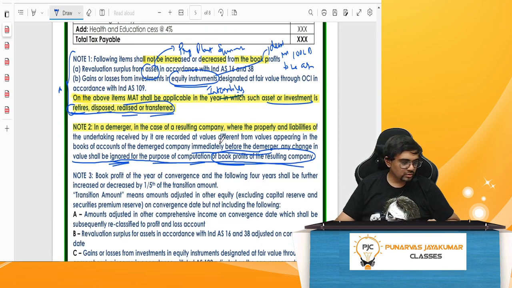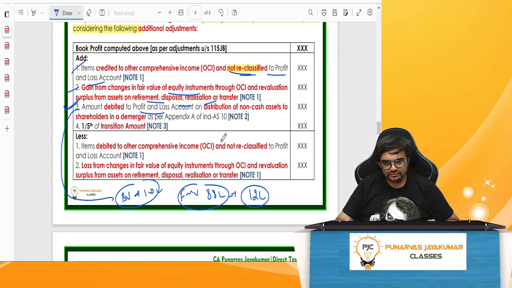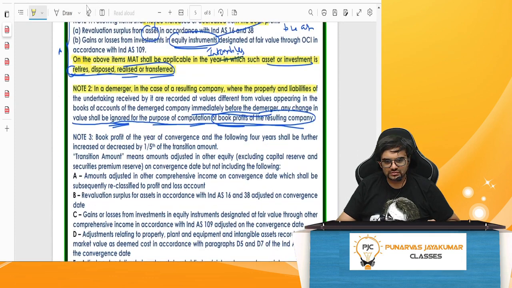So write down 2 points to explain this transition effect here. Guys, 1, 2, same point: you have to subtract if there is a loss. Here it's an item credited to other comprehensive income, here an item debited to other comprehensive income. And here it is gain, here it is loss, it's the same. But what is this 1/5 of transition amount, we'll see. That is what we have to discuss.